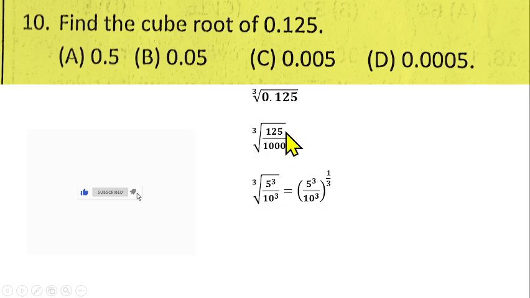125 is a perfect cube, so we can change it to a perfect cube. That will give us 5 raised to power 3, and 1000 will be 10 raised to power 3 as well. A cube root is written as raised to power 1 over 3. So we have 5 raised to power 3 over 10 raised to power 3, then raised to power 1 over 3, from our indices knowledge.